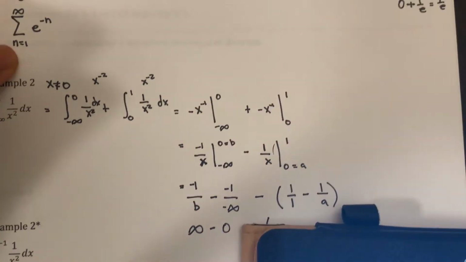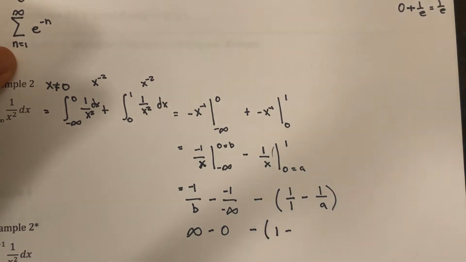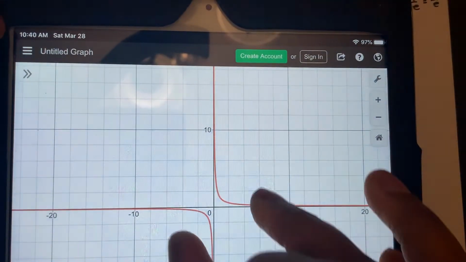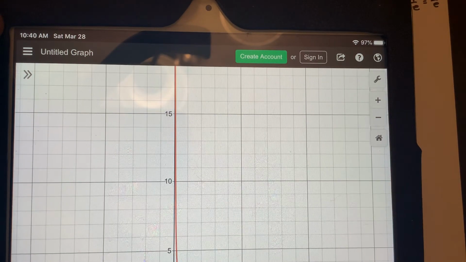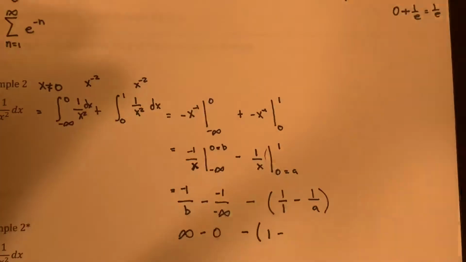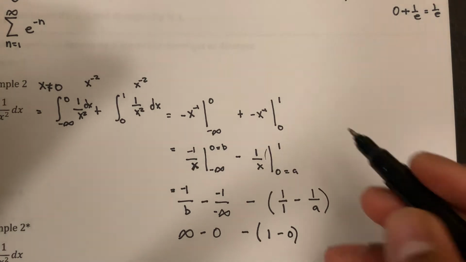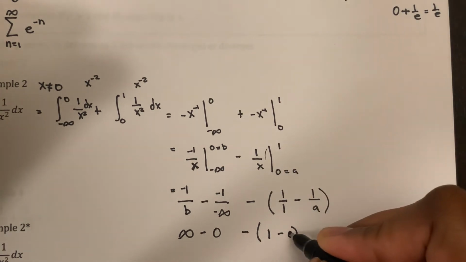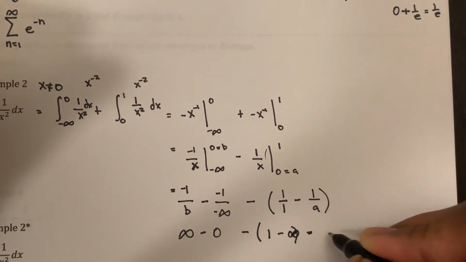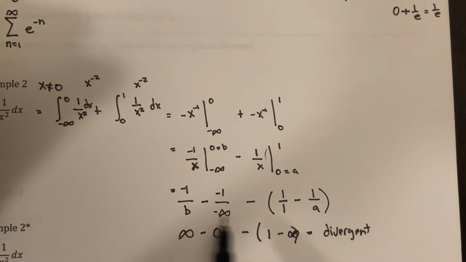Then we get minus 1 over 1 and minus 1 over a. Now, a is 0, but between 0 and 1, we're approaching 0 from the right. So if we look at the graph of 1 over x, when you approach 0 from the right, the value gets very, very large when you get close to the y-axis. So this is going to be 0 as well, and this is going to be infinity. And so this integral is divergent because of these infinities. Now, we could have stopped when we got this infinity, but this integral is going to be divergent.